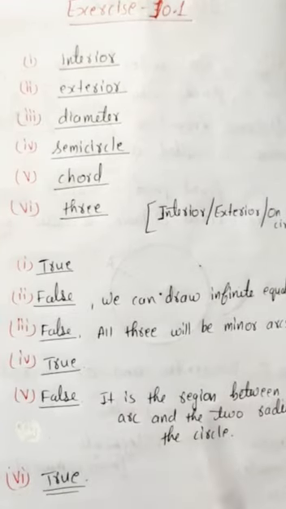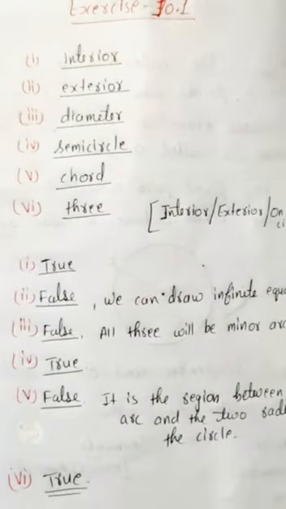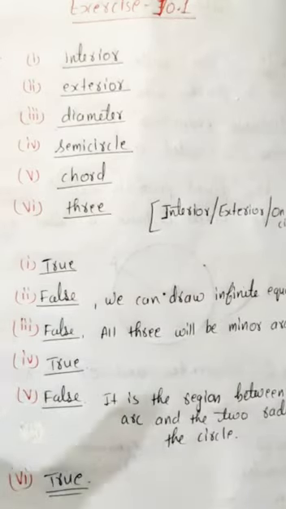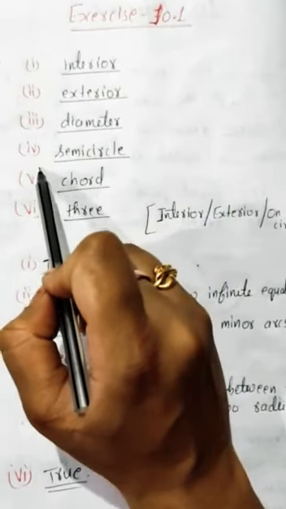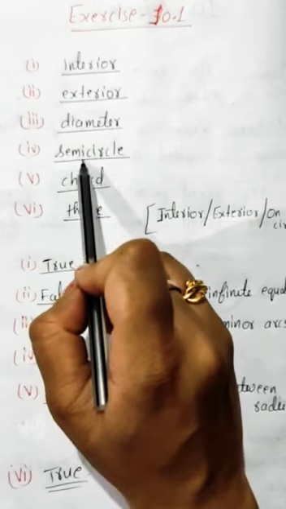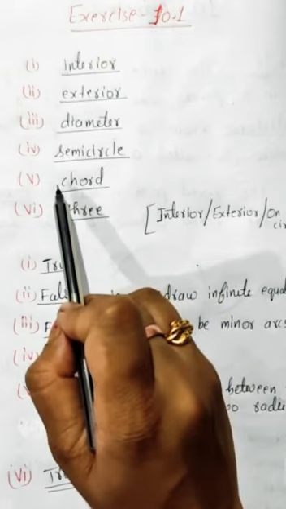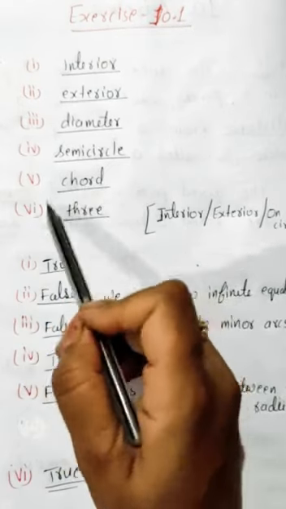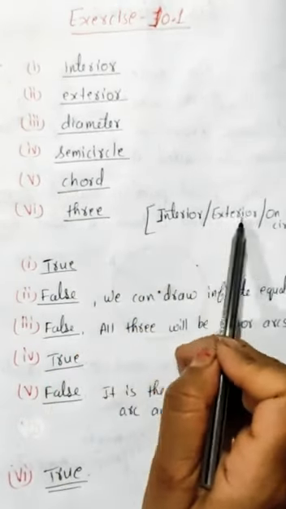Now you can quickly go through exercise 10.1, which is very simple. The center of a circle lies in the interior. A point whose distance from the center of a circle is greater than its radius will lie in the exterior. The longest chord of a circle is the diameter, and an arc is a semicircle when its ends are the ends of a diameter. A segment of a circle is the region between an arc and a chord of a circle. These are all definitions. A circle divides the plane into three parts: interior, exterior, and on the circle.